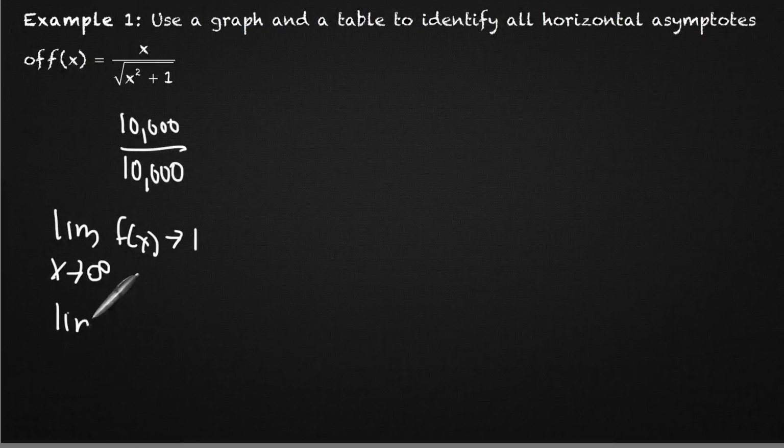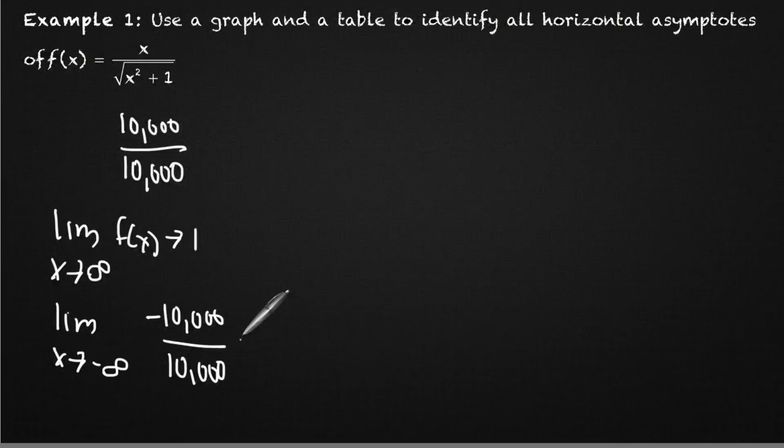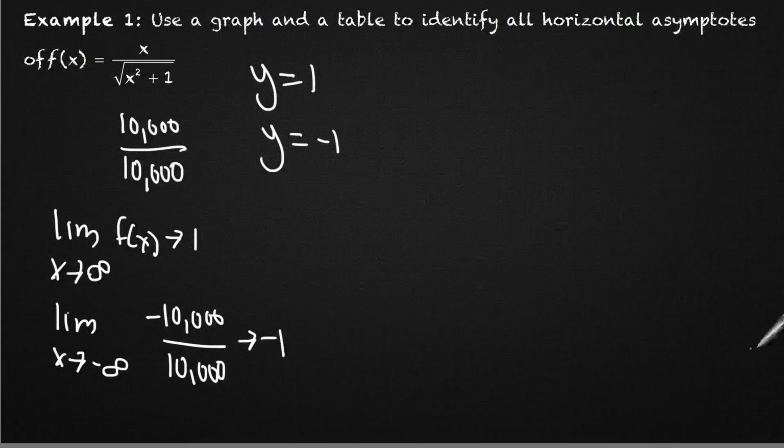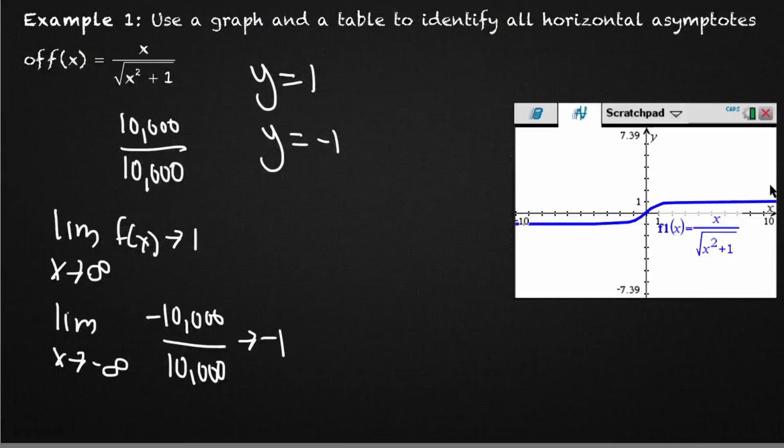Now if you go the opposite direction, the limit as x approaches negative infinity, you're going to have, let's say, negative 10,000 on the top. And on the bottom, you'll have that same 10,000 because when you take the square root of anything after you square it, it's just going to be that positive number. So this is going to be approaching negative 1. So this is a graph that has two horizontal asymptotes, one at y equals 1 and another at y equals negative 1. And you can see that that is confirmed when you graph it on your calculator. The bigger x gets, the more it flattens out to 1, and the bigger x gets in the negative direction, the more it flattens out to negative 1.